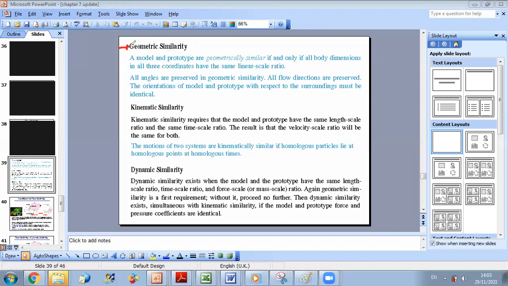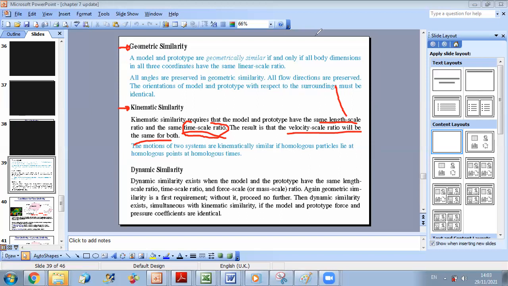The second similarity condition is kinematic similarity. Kinematic similarity requires that the model and prototype have the same length scale ratio and the same time scale ratio. So the same length scale ratio is already satisfied in the geometric similarity. We also should satisfy the time scale ratio so that the velocity scale ratio will also be the same for both. Okay. The motions of two systems are kinematically similar if homologous particles lie at homologous points at homologous times.